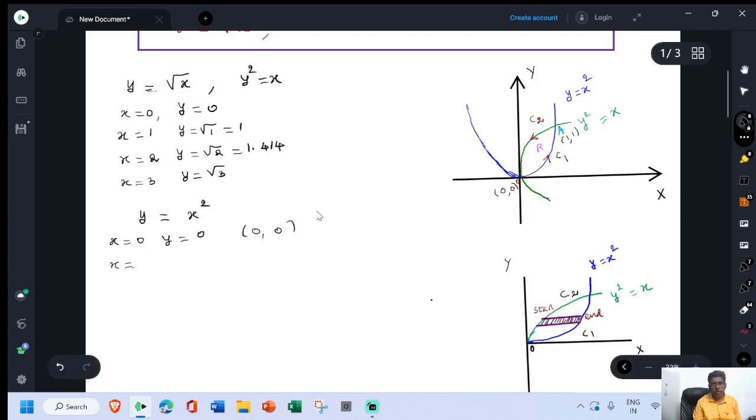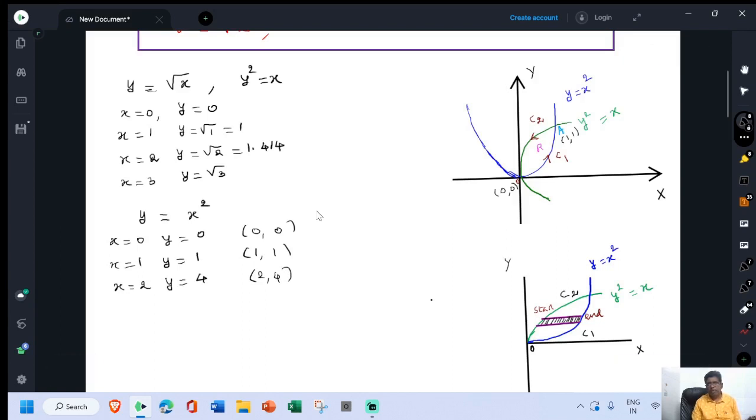Put x = 1, y = x², that means 1² = 1. We get the second point, 1, 1. Put x = 2, then y = 2², that is 4. So 2, 4. We can get different points. Using these points, if you draw a curve, we get this portion, the parabola.